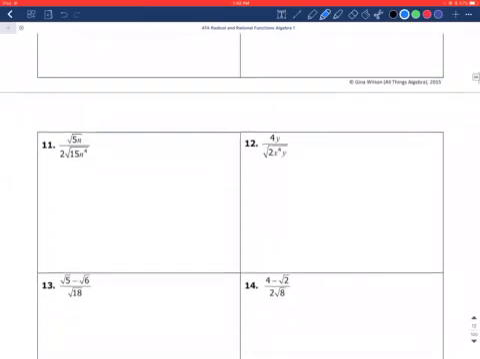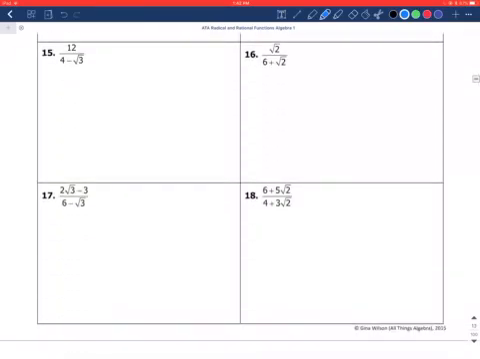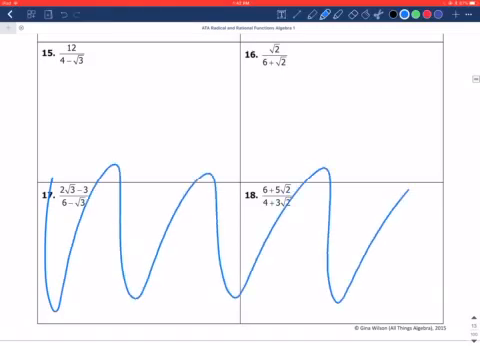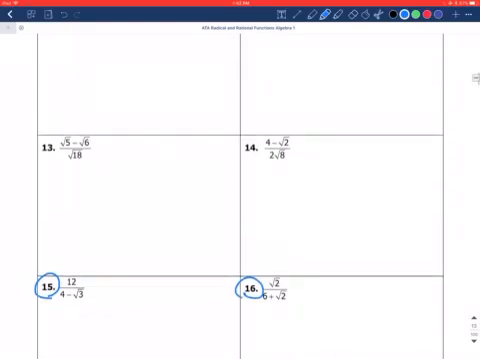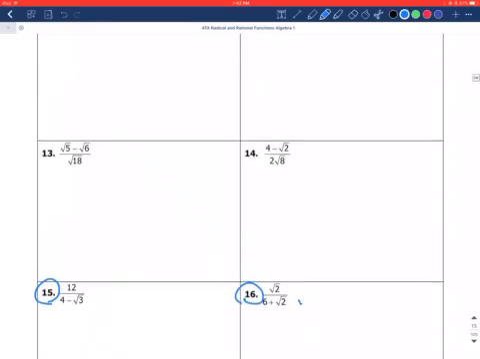So on your homework, I will scroll down and again tell you to not worry about 17 and 18. You can still do them if you want to, but as long as you have a couple of practice problems on rationalizing the denominator when it's a binomial and a monomial, you will be great.